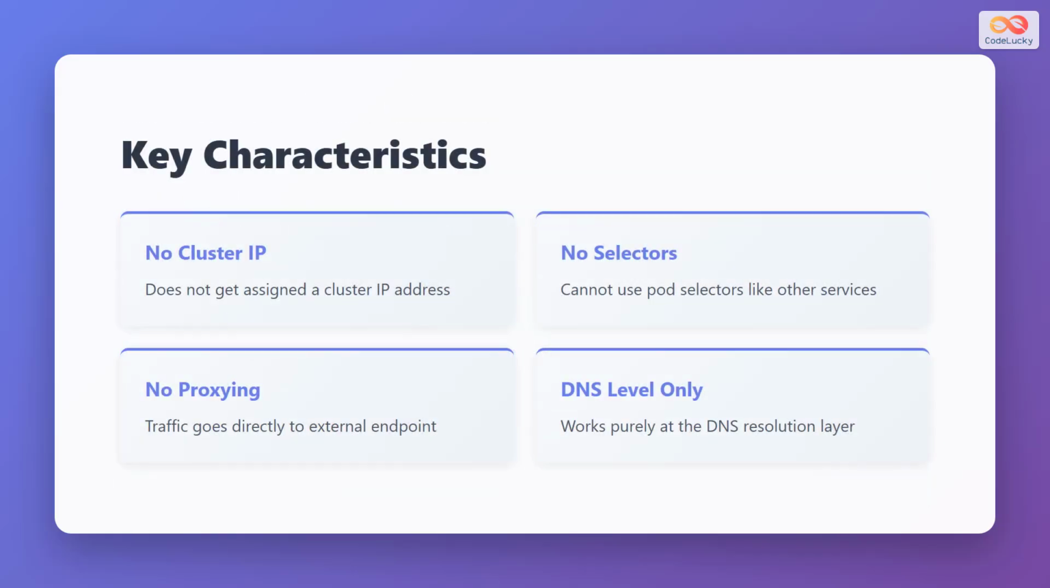External name services have several unique characteristics. They do not get assigned a cluster IP address like other service types. They cannot use pod selectors because they don't route to pods within the cluster. There is no proxying involved. Traffic goes directly to the external endpoint after DNS resolution. Finally, they work purely at the DNS resolution layer, making them lightweight but limited in functionality.